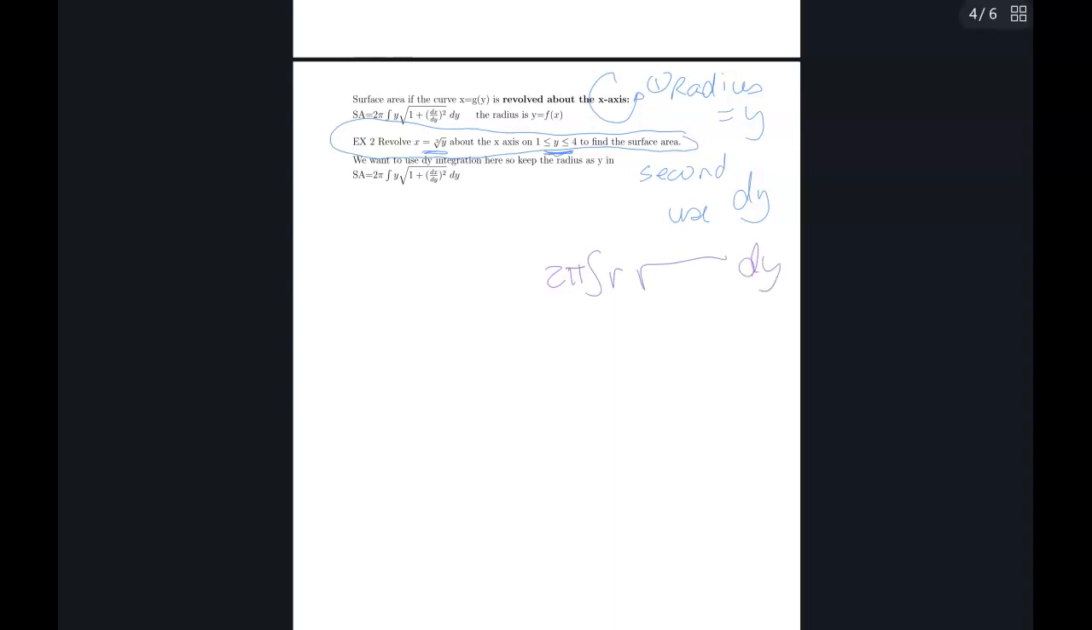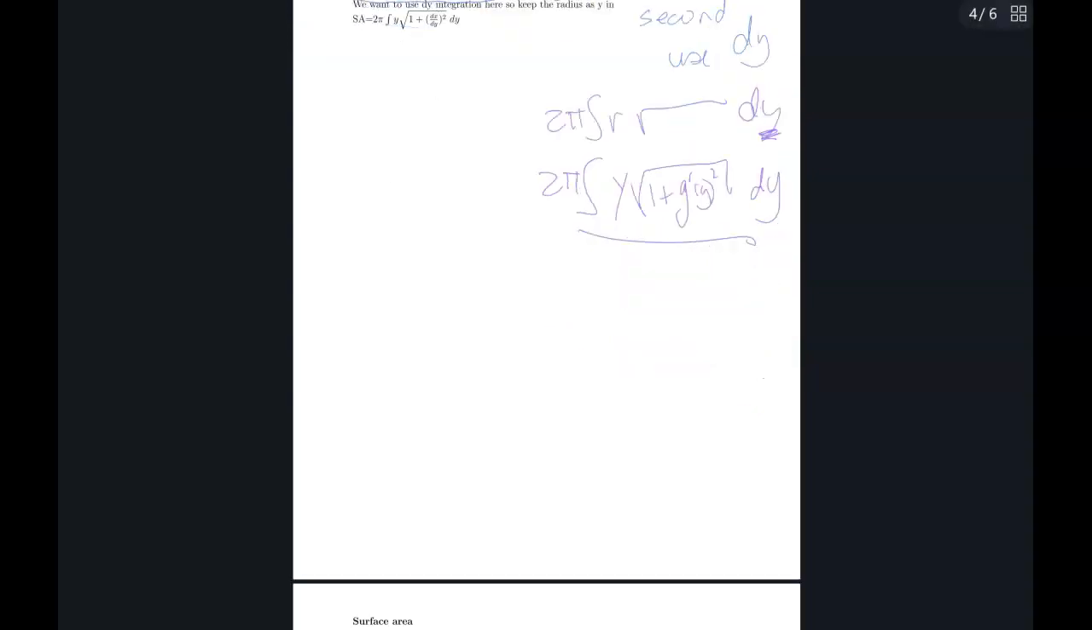Looking back at the radius, the radius is y. I want to do dy integration, so I just leave y there. And since I'm using dy, this arc length thing has to be 1 plus g prime of y squared, and then it'll all be y's.